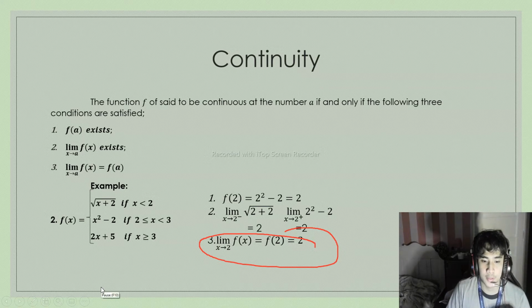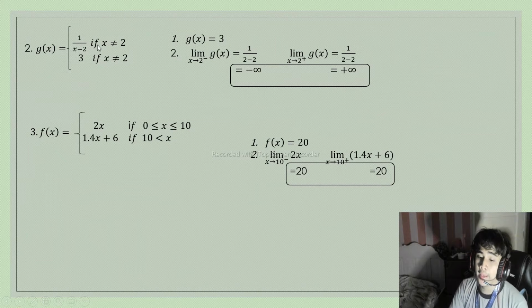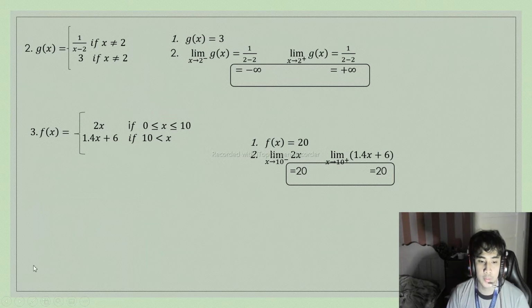Yes, very continuous, right? So let's have another example. G of x is equal to 1 over x minus 2 if x is not equal to 2, and g of x is equal to 3 if x is equal to 2. So, firstly, first step, hanapin natin yung g of x. So, g of x is equal to 3 kasi yun na yung gagamitin natin. And, hanapin natin yung right side tsaka yung left side.